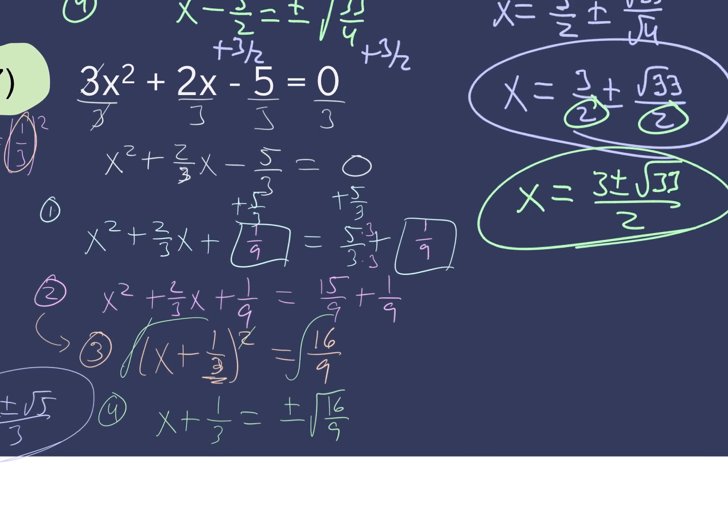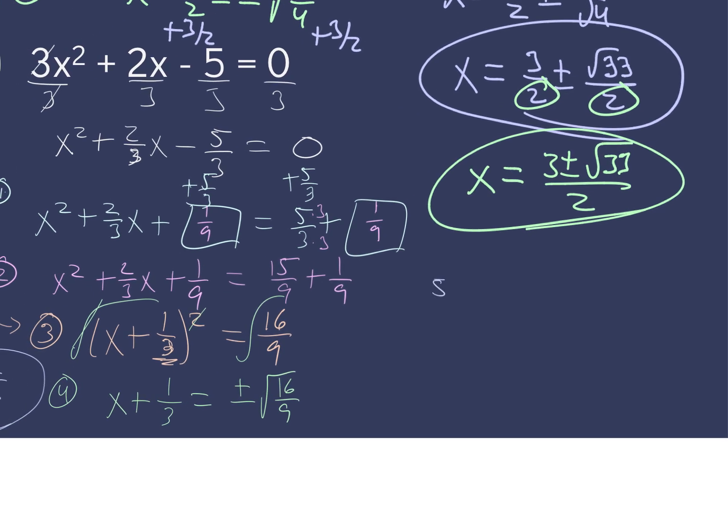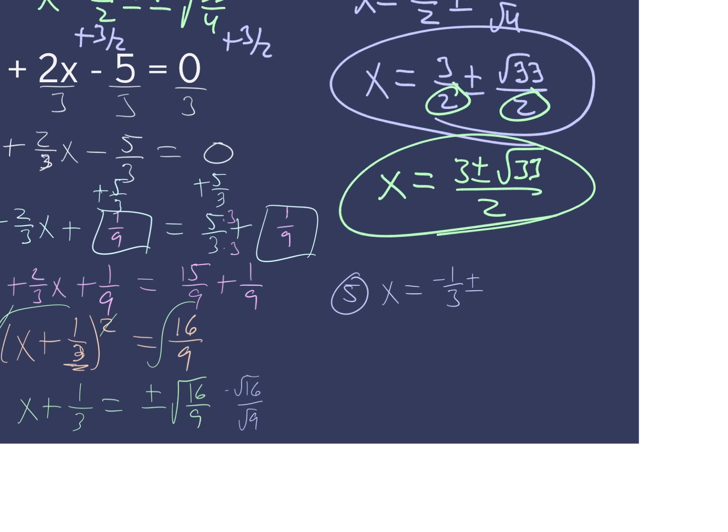And then the last thing we want to do is simplify. Solve for x and simplify. So we can subtract 1/3 on both sides, so we get x equals negative 1/3 plus or minus the square root of 16 over 9. You can split it up, right? Square root of 16 over square root of 9, and these are both perfect squares. So we get negative 1/3 plus or minus 4 over 3.